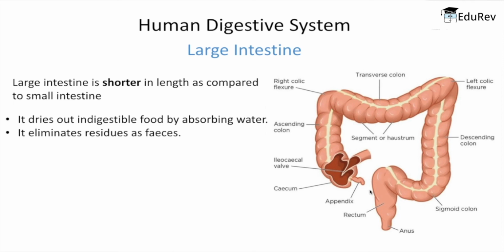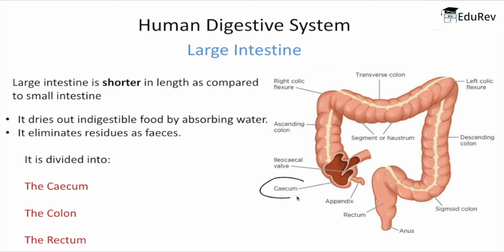Now comes the parts of the large intestine. It is divided into the cecum. Here is the cecum. Now the cecum is the first part of the large intestine. Then comes the colon. The colon is the second part of the large intestine. And then comes the rectum, which is the third part of the large intestine.